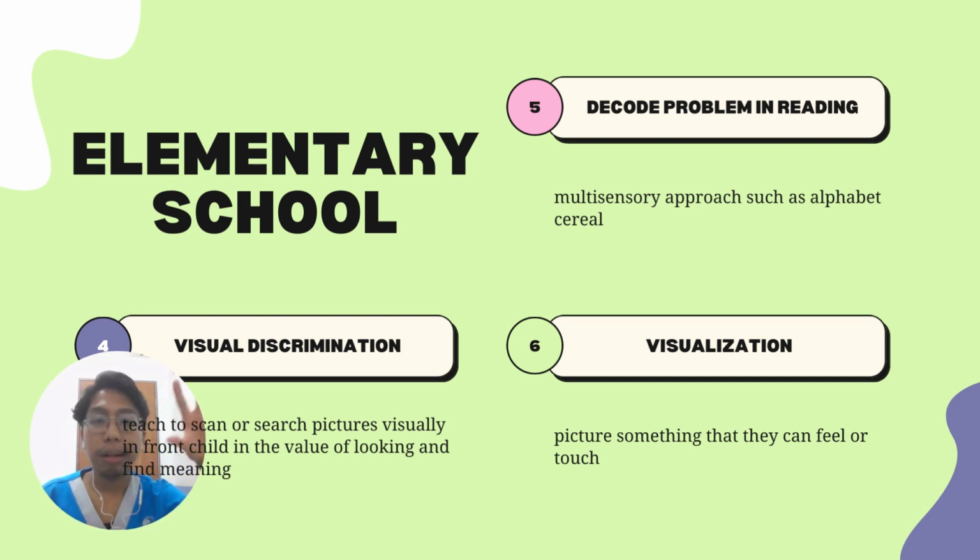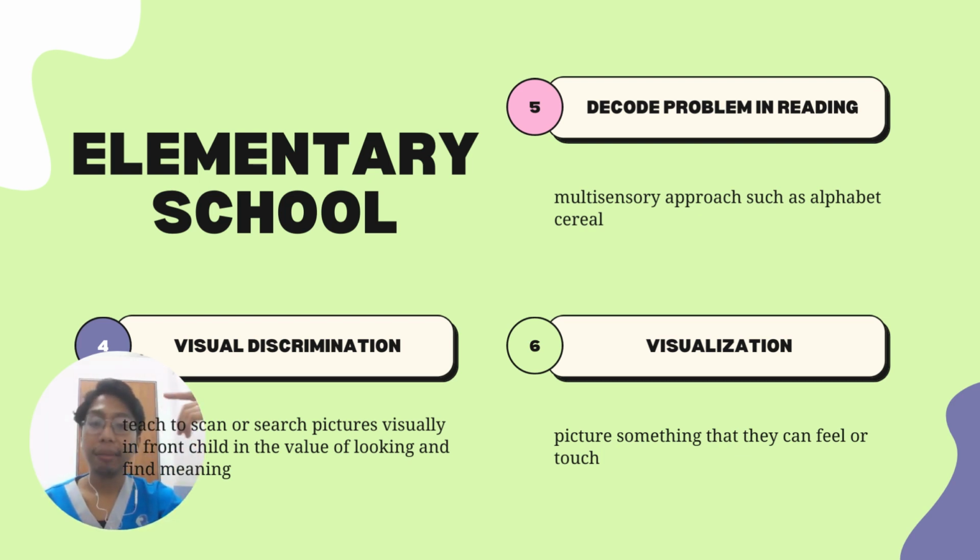So decode problems in reading, multisensory approach such as alphabet serial. As I mentioned before, the sensory approach is very helpful, especially for people who are kinesthetic learners, which we will touch on later, who learn from physical movement. So with alphabet serial, such as touching A and then eating A, they will remember A.